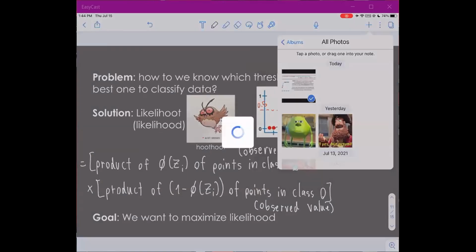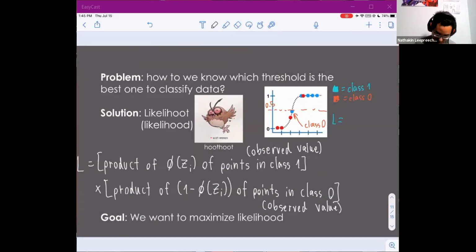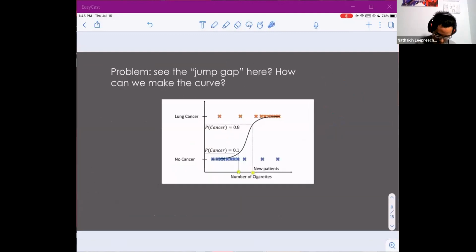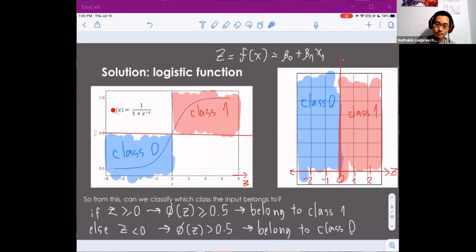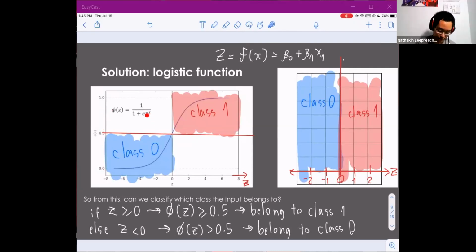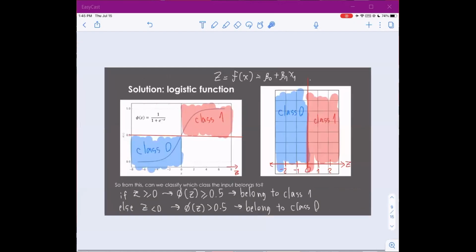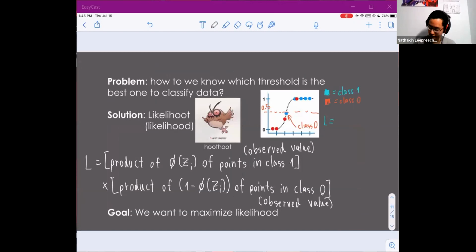Wait, what's the phi value that you're showing, by the way? Like when you say product of phi of zi? Oh yeah, again, phi is the output of the logistic function. So when you input the z, it will magically output a value between 0 and 1. So that's going to be our logistic function. If you're lost in the notation or anything else, feel free to ask me.